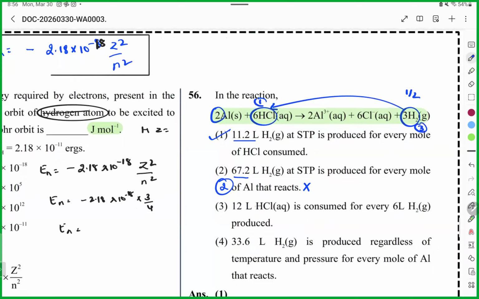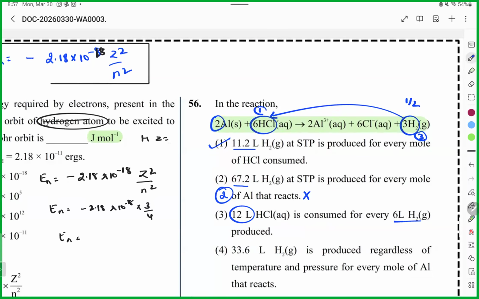Third, 12 liter HCl consumed for 6 liter, like half. If aqueous, you have 12 liter of HCl consumed for every 6 liter of hydrogen produced. Double amount of HCl in the aqueous is consumed. You need to calculate the number of moles. This is not proper mole. If you give the double amount, yes, this is correct. And this amount of HCl is consumed because of double number of moles. Mole you have to calculate, mole is not same.